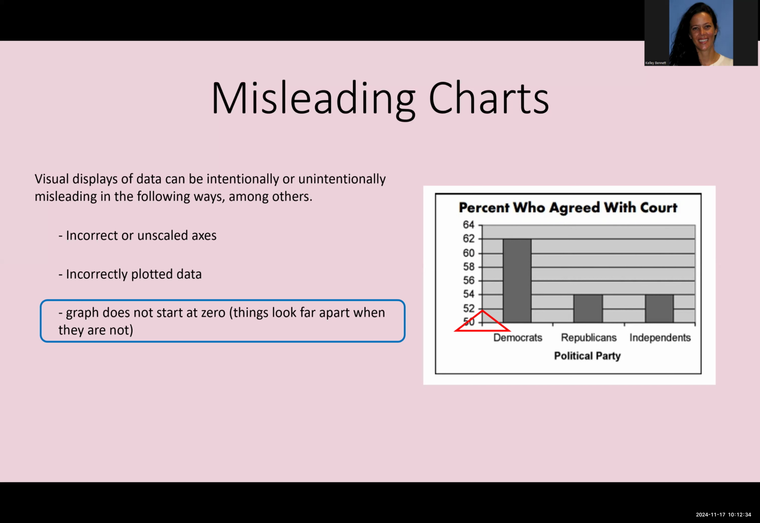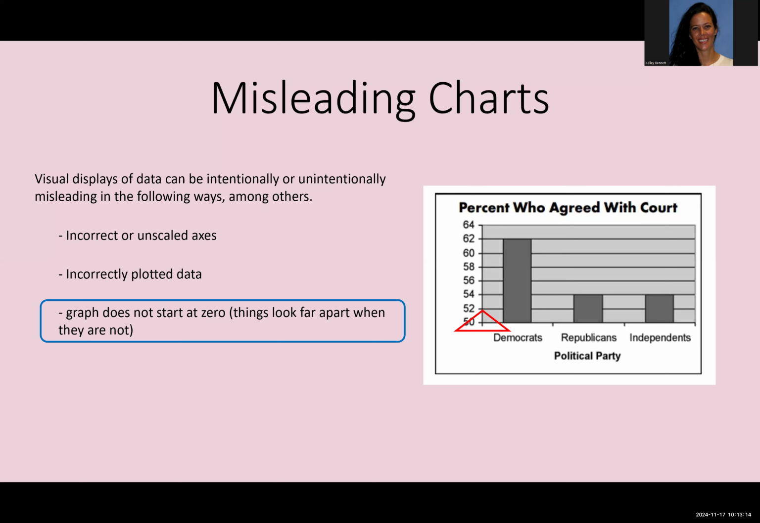So 62% of Democrats said they did. 54% of Republicans said they did. And 54% of independents said they did. And so in this chart, it's looking like, wow, Democrats really agreed with this court decision versus the Republicans and independents who didn't really agree with it at all. We're given that impression by how different the bar heights are. But notice where the red triangle is, we didn't start this at 0. We started this at 50%.